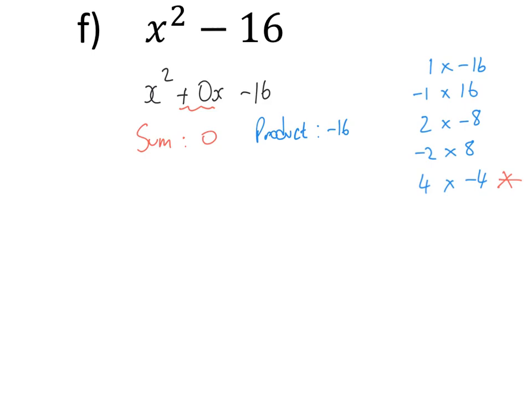So we've got our two brackets. The first term in each bracket, so we're dealing with x squared, so it's going to be x. And then one's going to be a +4 and one's going to be a -4.